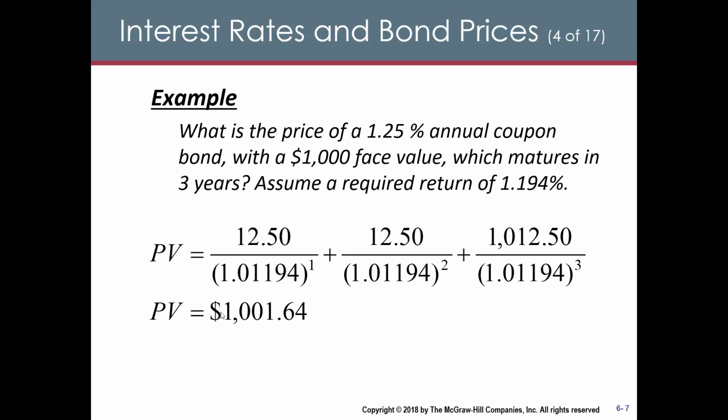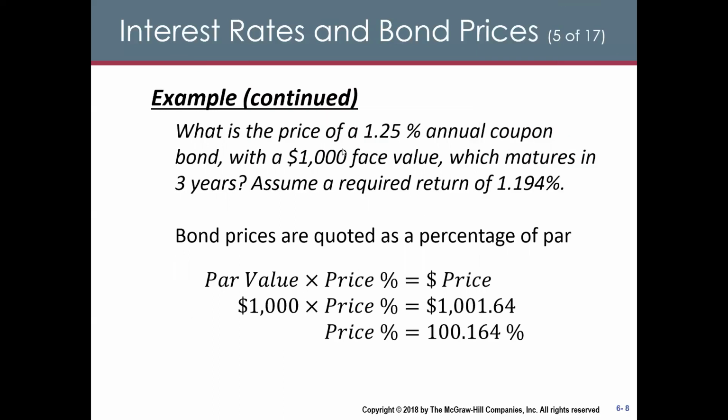We get the present value of this bond as $1,001.64. But this is not the price. This is the present value. Usually, we put the bond price as a percentage of the par. The par is 1,000, and the present value is 1,001.64. We put it as a percentage, which means the price is 100.164%.